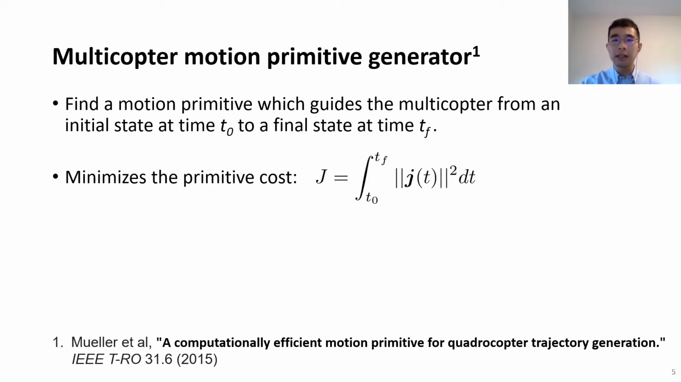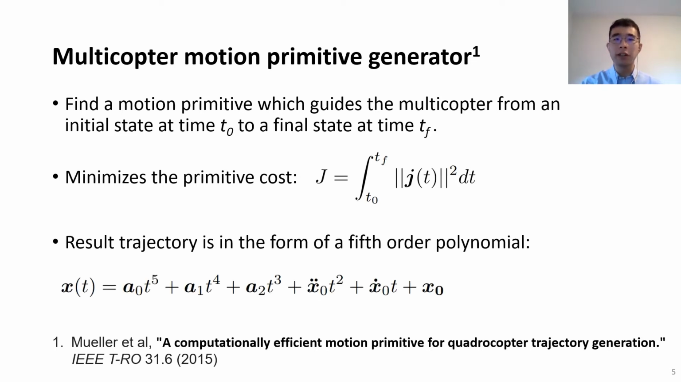The result primitive generator generates are in the form of fifth-order polynomials. The tool is extremely computationally efficient and can generate and check the input feasibility of about 1 million candidates in a second on a normal computer.